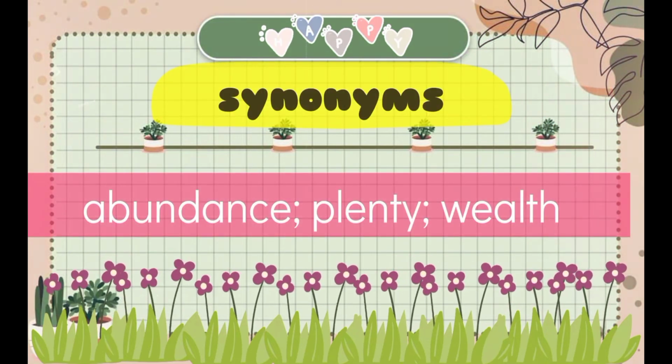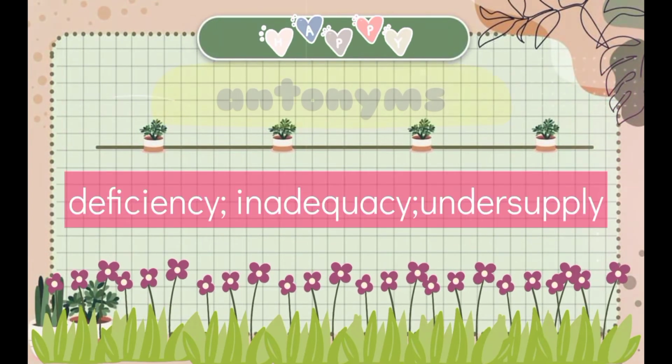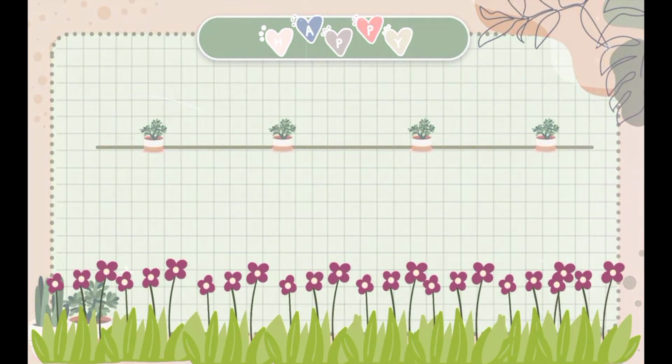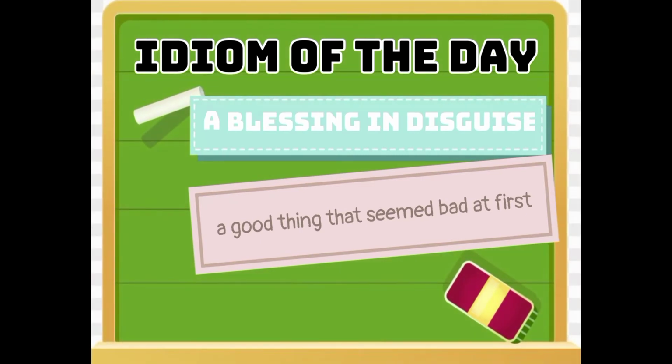Synonyms: abundance, plenty, wealth. Let's have antonyms. It means deficiency, inadequacy, and undersupply. Idiom of the day, we have a blessing in disguise, a good thing that seems bad at first.